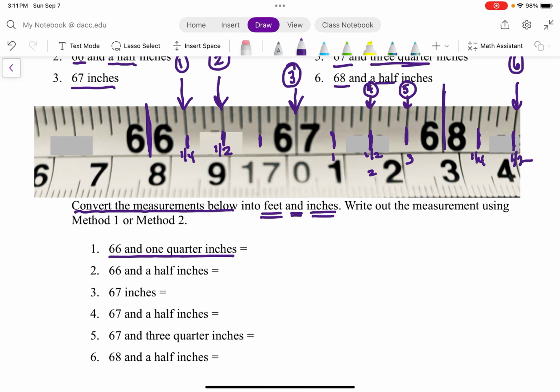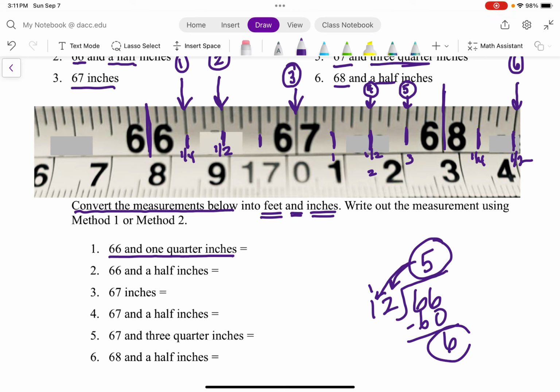Okay, so we have 66 1/4 inches. So it's the same thing that we did up there. We can take 66 inches divided by the 12 inches in a foot. And I know that goes in 5 times. 5 times 2 is 10. Carry the 1. 5 times 1 is 5, plus the 1 is 6. Okay, so I have 5 feet 6 inches.